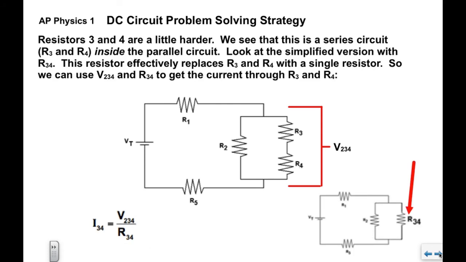The 3 and 4, a little harder, but we see that 3 and 4 are in series inside the parallel circuit. When we look at the simplified version with 3 and 4 replaced with a single resistor, we know the voltage across 3 and 4, which is V2,3,4. We can then get the current through this branch of the circuit using the voltage for 2, 3, and 4 and the equivalent resistance of 3 and 4. That'll give me the current. I'm going to call it I34 because resistor 3 and 4 are in series, which means each of them will have the same current.